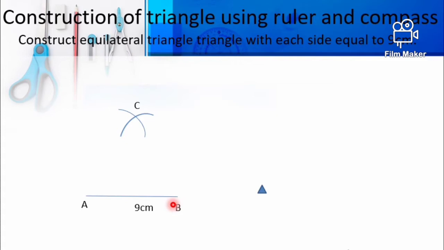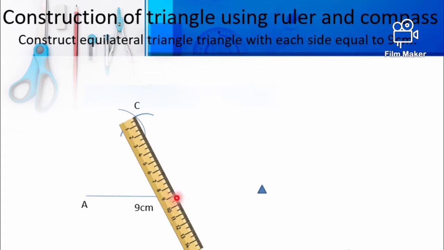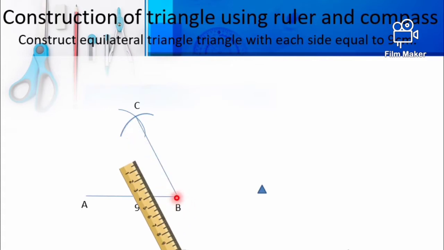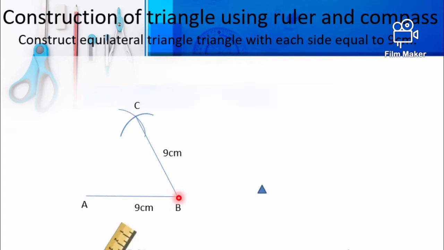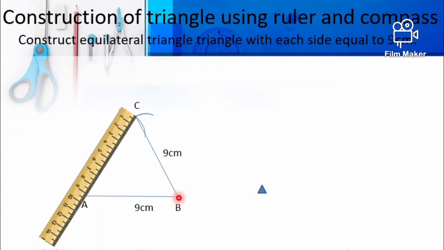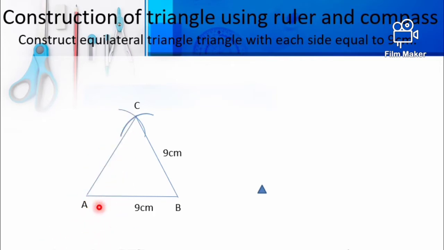Now we will join B to C. You can see it is of 9 centimeter. Then join A to C. It is also of 9 centimeter, you can see. Now this is an equilateral triangle with all three equal sides, all sides of 9 centimeter.